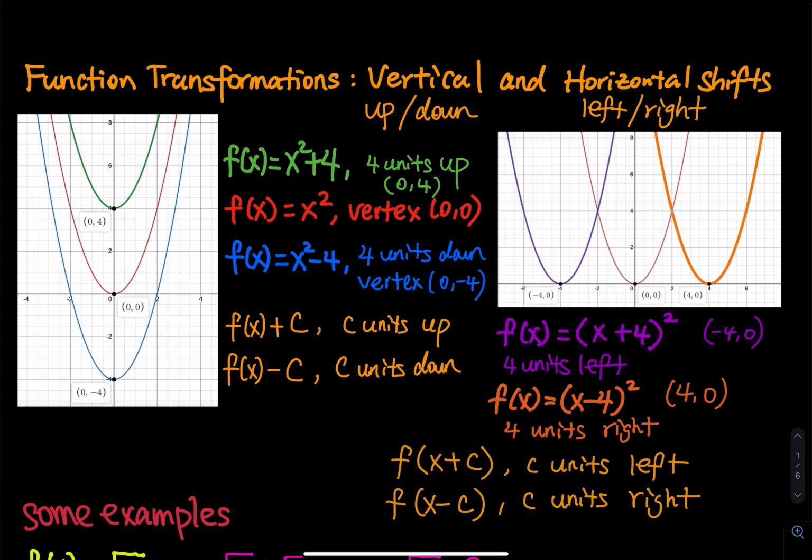Okay, in summary, when you add a c right next to x, that will shift the function c units to the left. When you subtract c right next to x, that will shift the function c units to the right. What is the difference between up and down, and left and right? I will say the up and down is completely outside. Whatever you have right now, you add something to it. So you have something right in front of you. Let's say you have a bowl of rice, and then you add something to it.